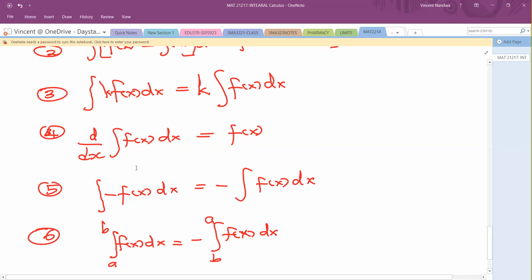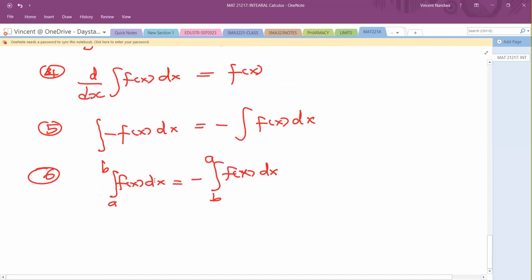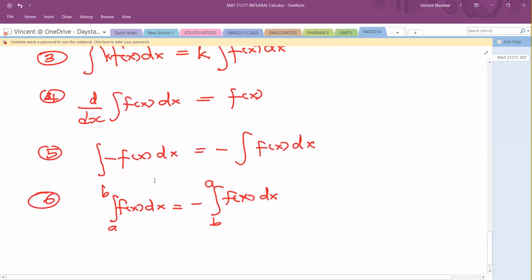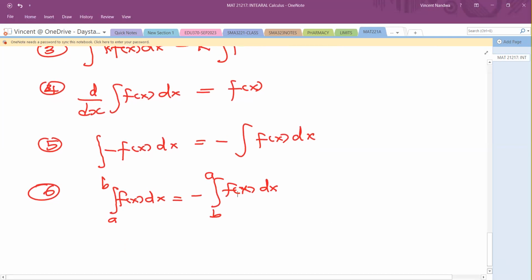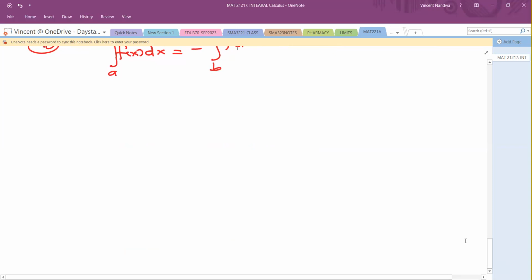Fine. Okay, good. So now, having given the basic integral properties, let's look at techniques. We call them techniques or methods of integration. So the word technique is the same as method.